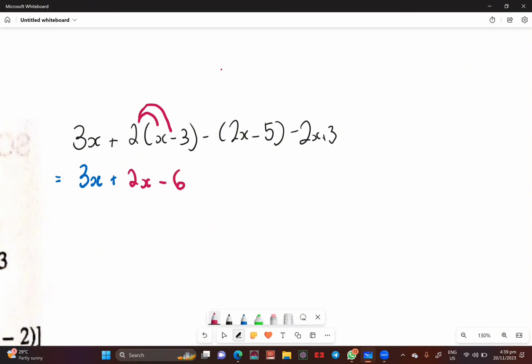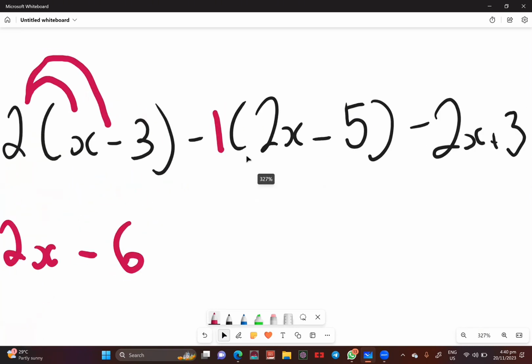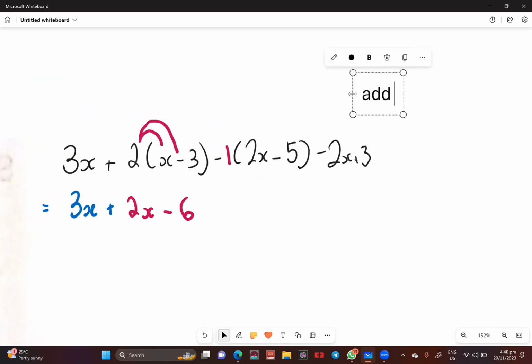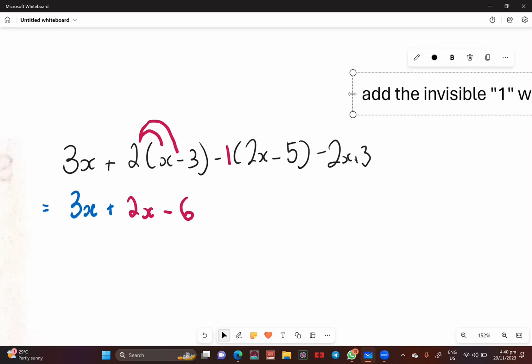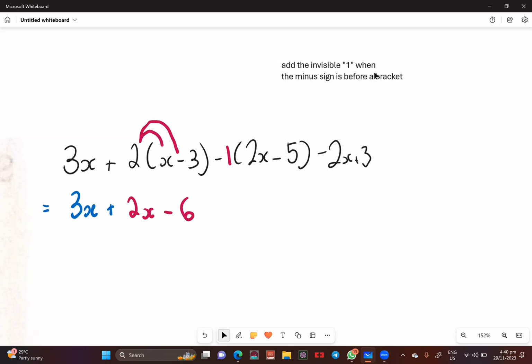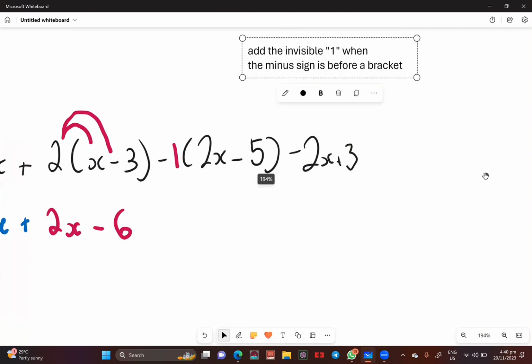Now, once this is done, we want to continue on. You can see there's a minus over here, right? I want to remind all of you who are watching this that there is an invisible minus 1 over there. The minus is there, but the 1 is not there, correct? So you always add an invisible 1 when the minus is before a bracket. Maybe I can just add a side note over here: add the invisible 1 when the minus sign is before a bracket. We're going to see many of these examples. I'm just adding this here for those of you who are learning this for the first time.